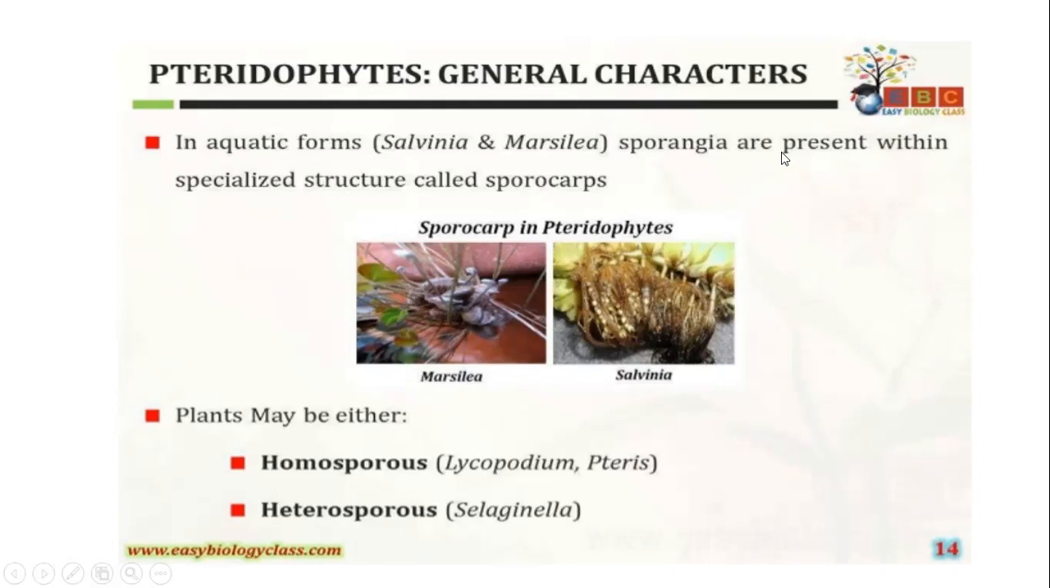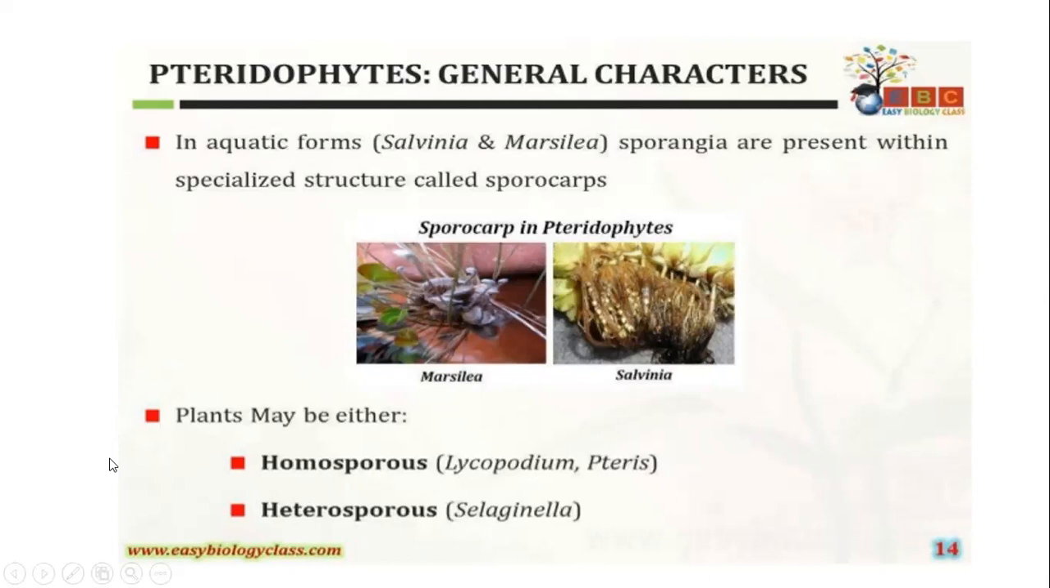Now, depending upon what type of spores are produced, the plants are considered to be in the homosporous or heterosporous condition. A plant is called homosporous when it produces only one kind of spore; homo means same. If they are producing similar spores, then that type of pteridophyte or genus is called a homosporous genus. The examples are Lycopodium or Pteris. Next example like Selaginella: in Selaginella you get two types of spores from the sporangia; hetero means different.